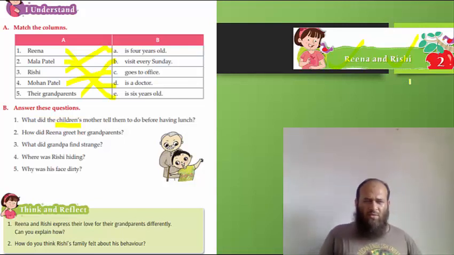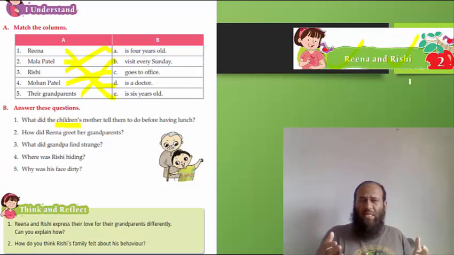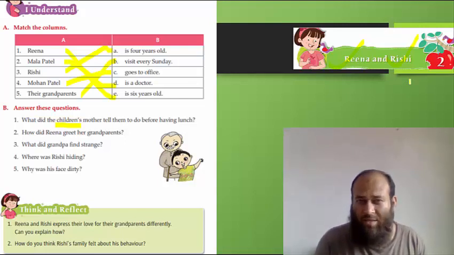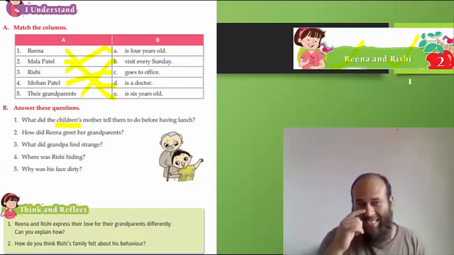Now, how do you think Rishi's family felt about his behavior? Was it nice behavior? Was it good behavior on Rishi's part when he ate lots of jam and hid under the table? How will your parents feel when you do something like this? Will they feel good or will they scold you? Will they teach you a lesson? Think and tell me.